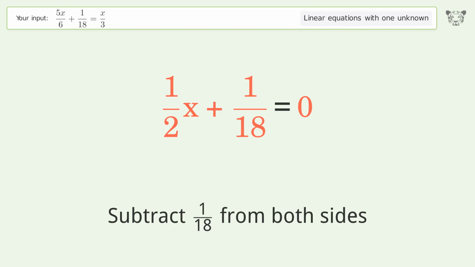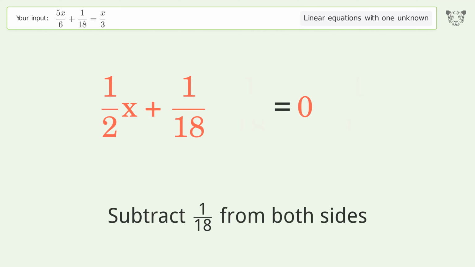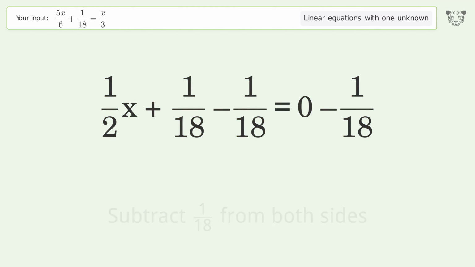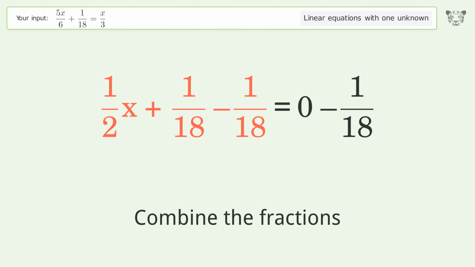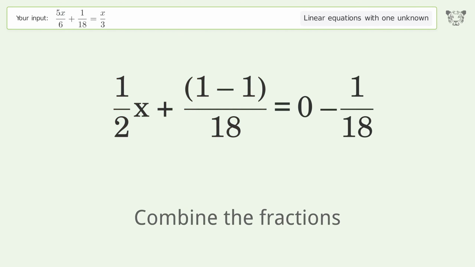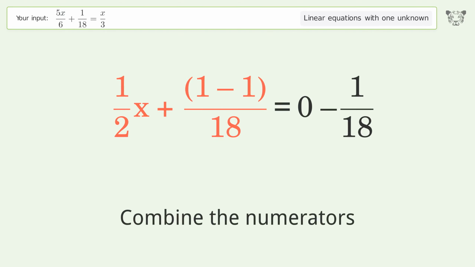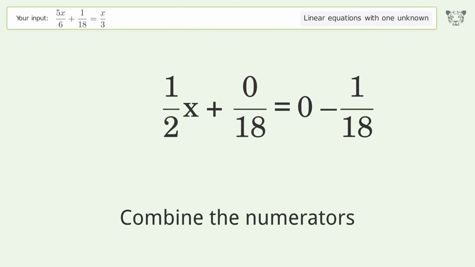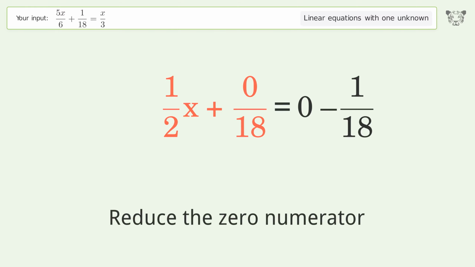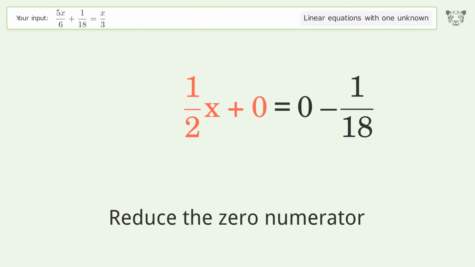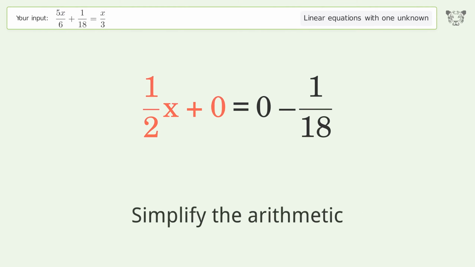Subtract 1/18 from both sides. Combine the fractions. Combine the numerators. Reduce the zero numerator. Simplify the arithmetic.